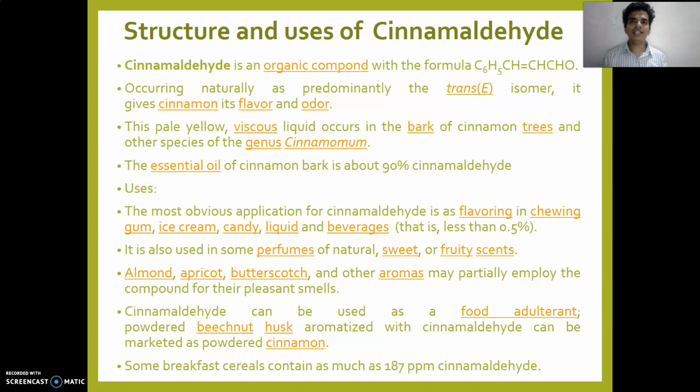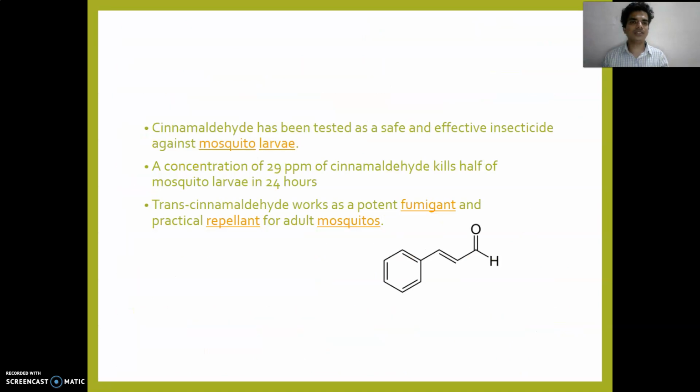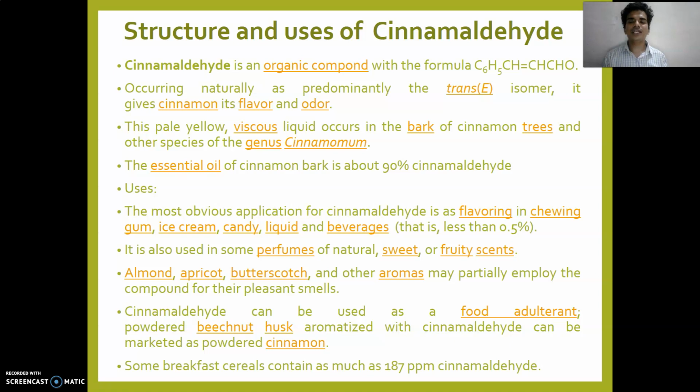So cinnamaldehyde is an organic compound with the formula C6H5CH=CHCHO. Naturally it occurs predominantly as the trans E isomer, and it gives cinnamon flavor and odor. It is a pale yellow viscous liquid that occurs in the bark of the cinnamon tree and other species of the genus Cinnamomum. The essential oil of cinnamon bark is about 90% cinnamaldehyde.